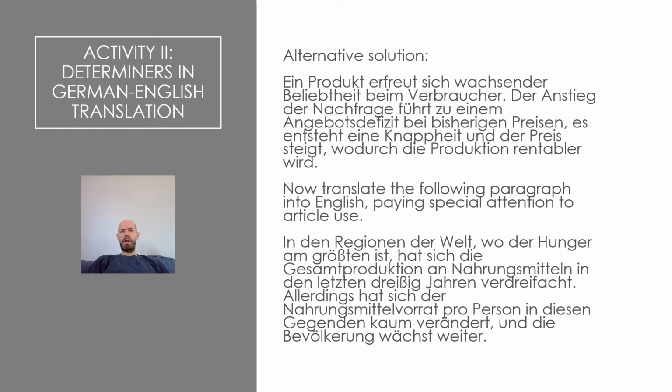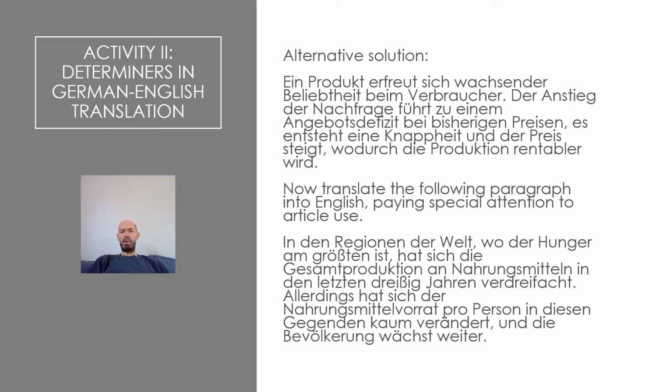In den Regionen der Welt, wo der Hunger am größten ist, in those parts of the world, in those regions of the world where hunger is greatest, hat sich die Gesamtproduktion an Nahrungsmitteln in den letzten 30 Jahren verdreifacht. Again, in German we use the definite article in front of die Gesamtproduktion an Nahrungsmitteln. In English that would simply be total food production, no article. Total food production has tripled over the past 30 years.